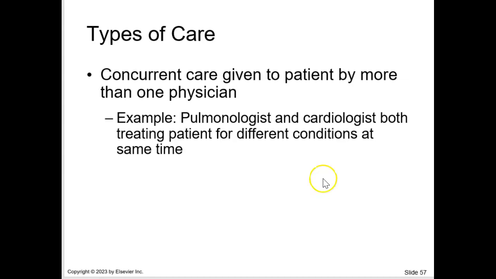Okay, so we have types of care. We have concurrent care, given to a patient by more than one physician. So we have a pulmonologist and a cardiologist. In the example I gave before, I said the cardiologist didn't take over, but what if the cardiologist did not take over but needs to be in there, to keep checking on that atrial fib? Then that would be concurrent care. So at this point, they can both put in a visit for that day.